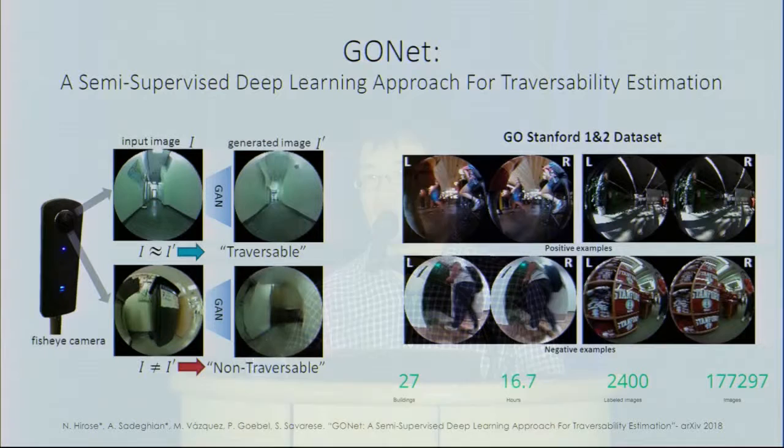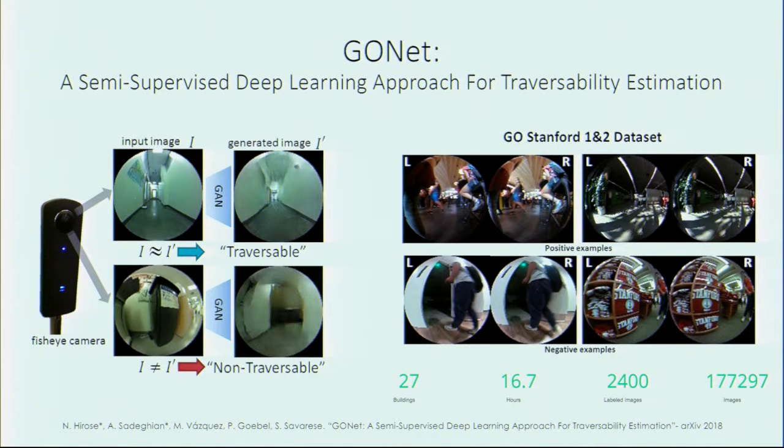Today, I'd like to present GoNet, a semi-supervised deep learning approach for traversability estimation. In our method, we capture the environment by using a fisheye camera and decide whether the robot can go through or not to avoid collision and falling. The key idea of our method is shown on the left side. Our method generates an image, and if the generated image is close to the input image, we can decide it is traversable. And if not, it will be non-traversable.